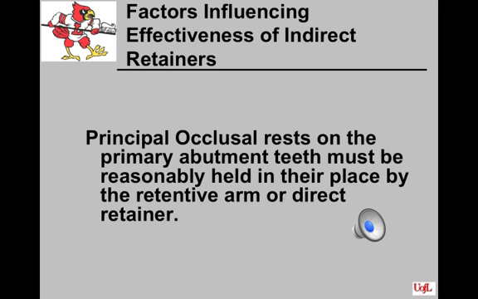There are factors influencing the effectiveness of indirect retainers. If rests are held securely in their rest seats by the direct retainers, rotation about an axis will occur, which activates the indirect retainers. If there's total displacement of the rest, there would be no rotation about the fulcrum, and the indirect retainers would not be active.